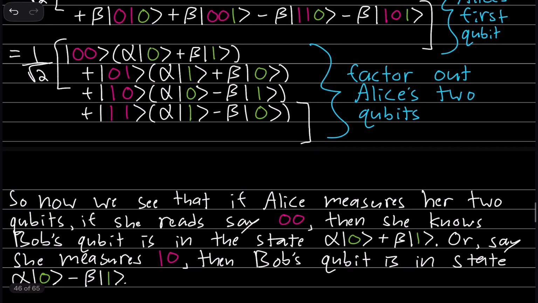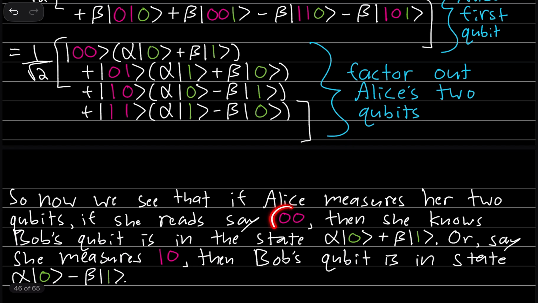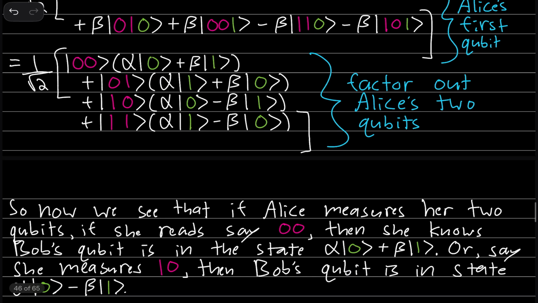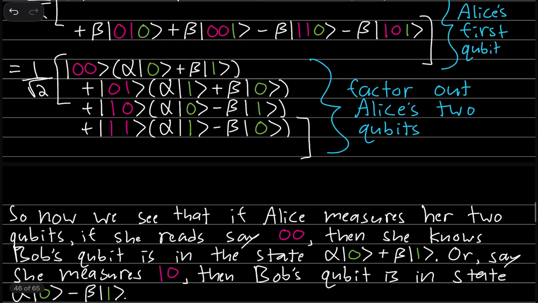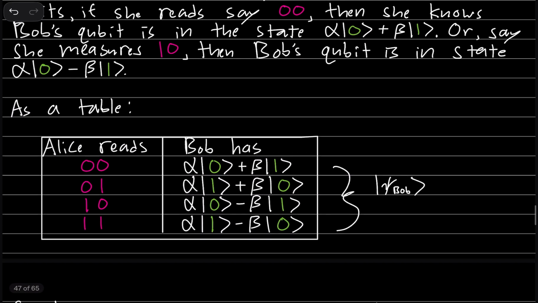So we now see that if Alice measures her two qubits, and say she reads 0, 0, then she knows that Bob's qubit has to be in the state alpha ket 0 plus beta ket 1. That's this case right here. Because if we measure 0, 0, we know that Bob has this qubit. If Alice measures 0, 1, we know Bob has this state. If Alice measures 1, 0, Bob has this state, and so on and so forth. So that's just in tabular form. That's all this table says here.